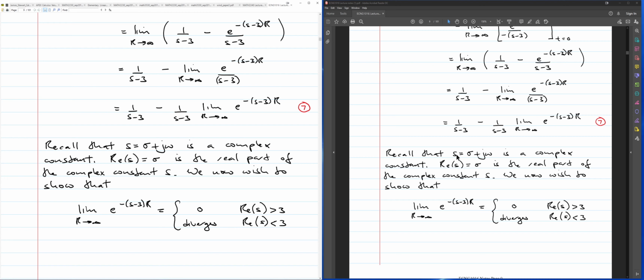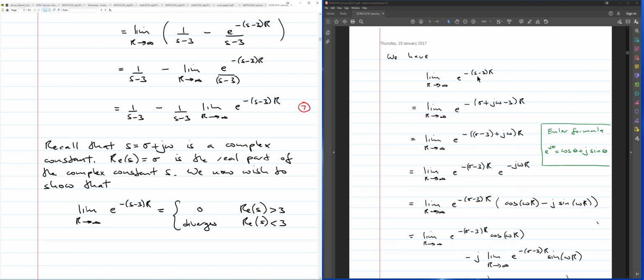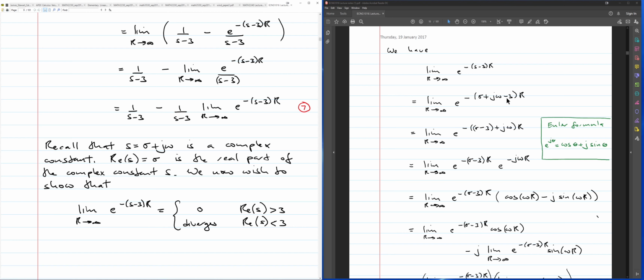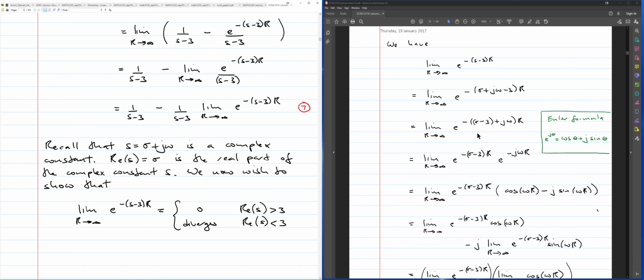Well, what you want to remember is that your s over here is a complex constant. So we're going to use the fact that s is complex, and we substitute that expression sigma plus j omega in for s over here. We can separate into real and imaginary parts. Here this is sigma minus 3, so what you could do is break up this sum into sigma minus 3 times r, plus j omega r.